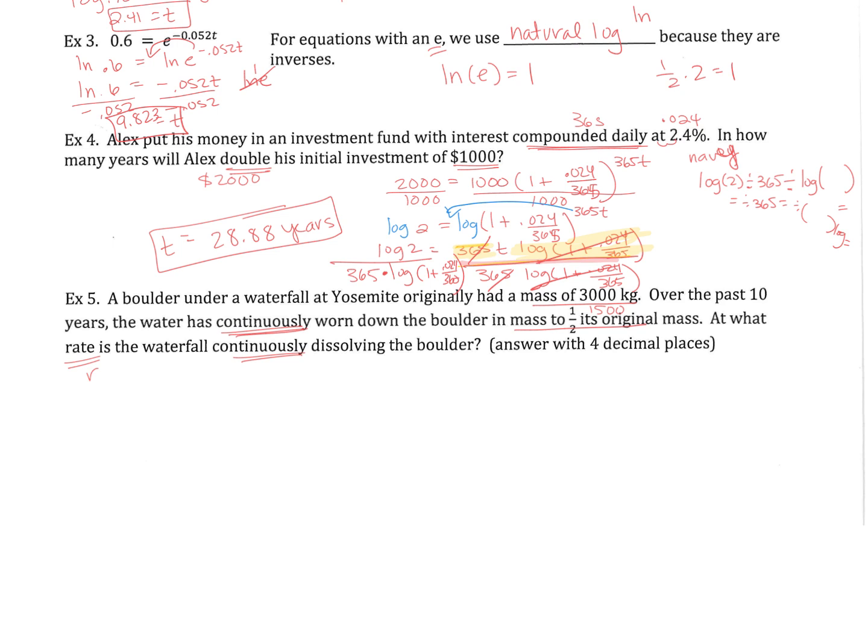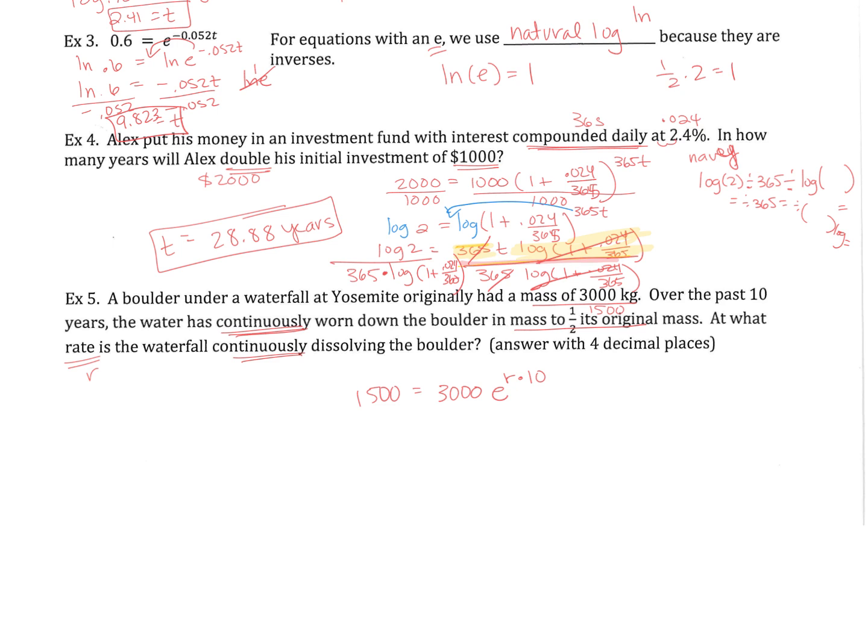So let's try to write this. This is an e equation. So using the equations above, the amount I want to have is the 1,500, and the original amount I had was the 3,000, times e to the rate I don't know times my time, which was the 10 years.